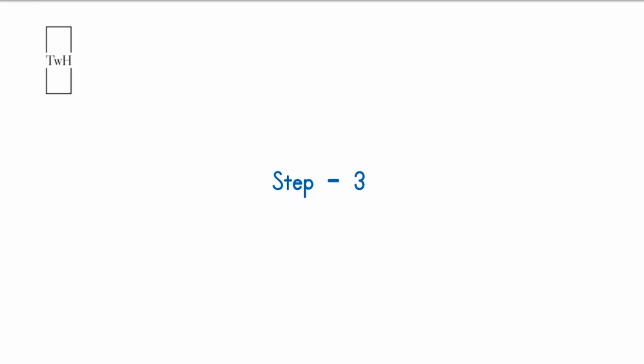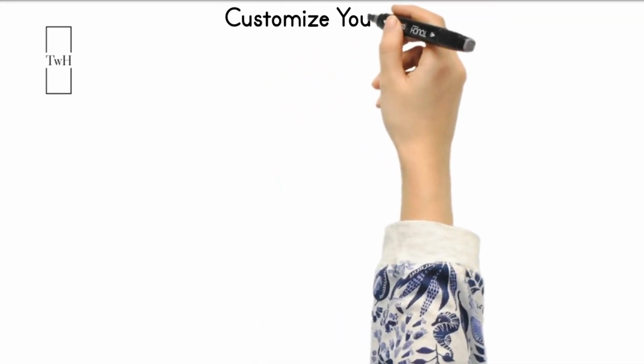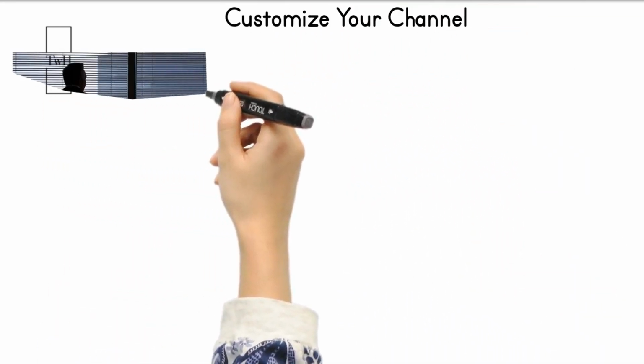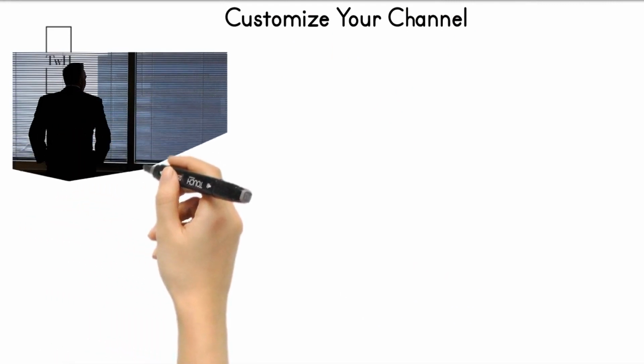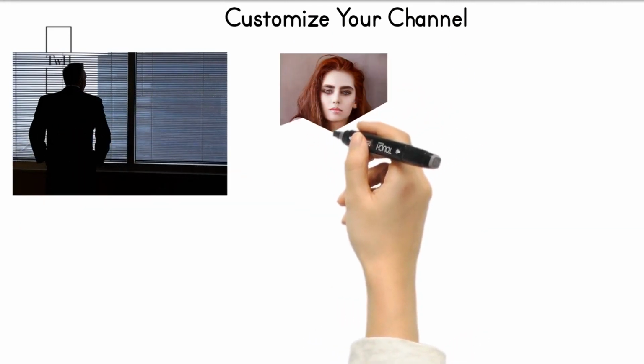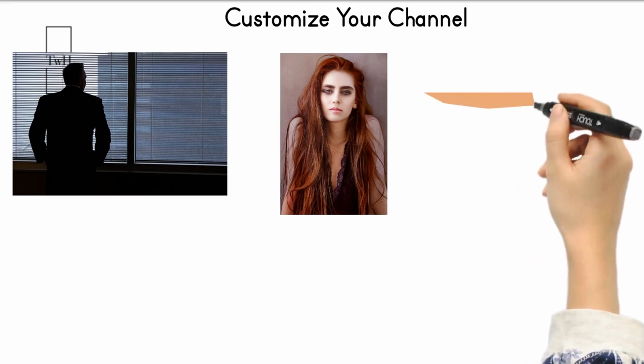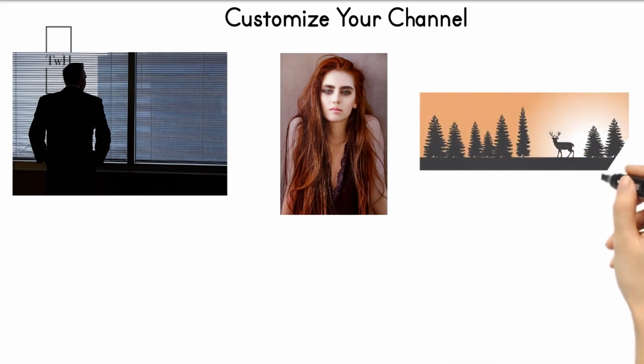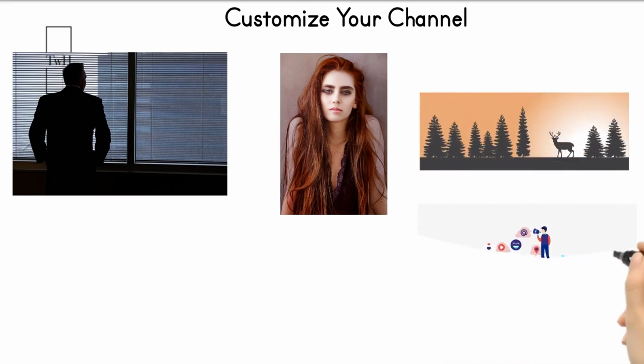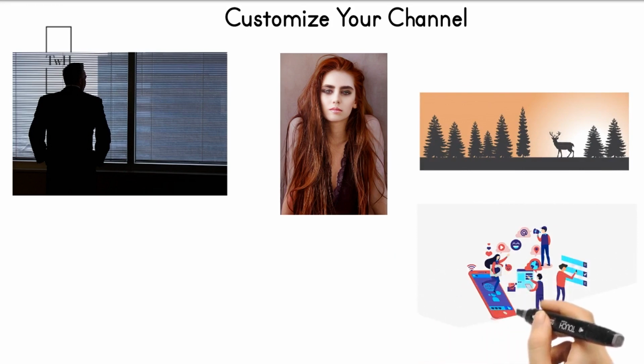Step 3. Customize your channel. After creating your channel, you can customize it to make it look more professional. Click on the Customize Channel button and add a profile picture and cover photo that represents your brand or content. You can also add a description of your channel and links to your social media accounts.